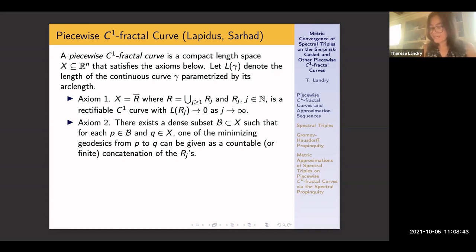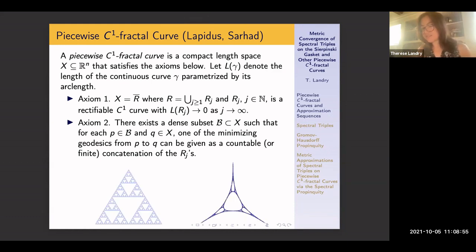But most importantly, it gives you a handle on the geodesics in the space via the set of curves in the first axiom. So as you can see, many fractals that can be constructed via an iterated function system satisfy all these axioms. And this framework, though, is broader because we don't encode some particular set of contraction mappings.